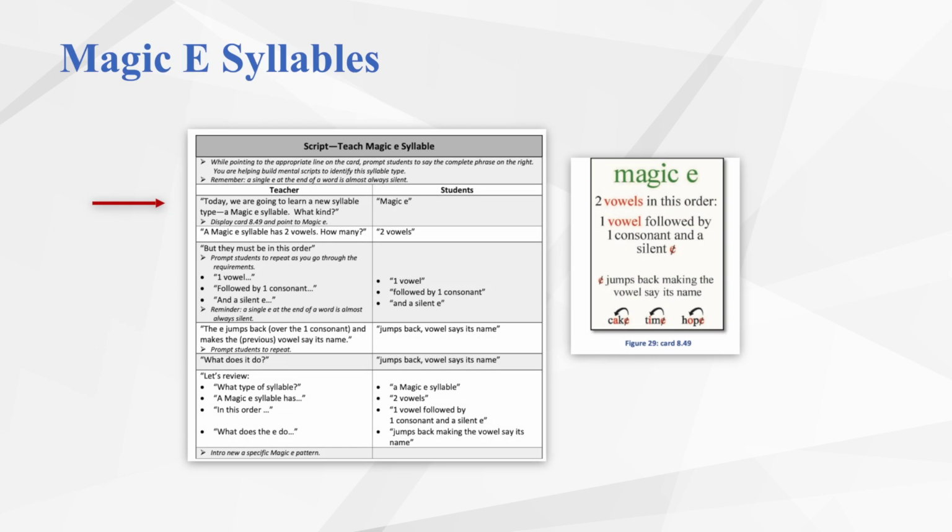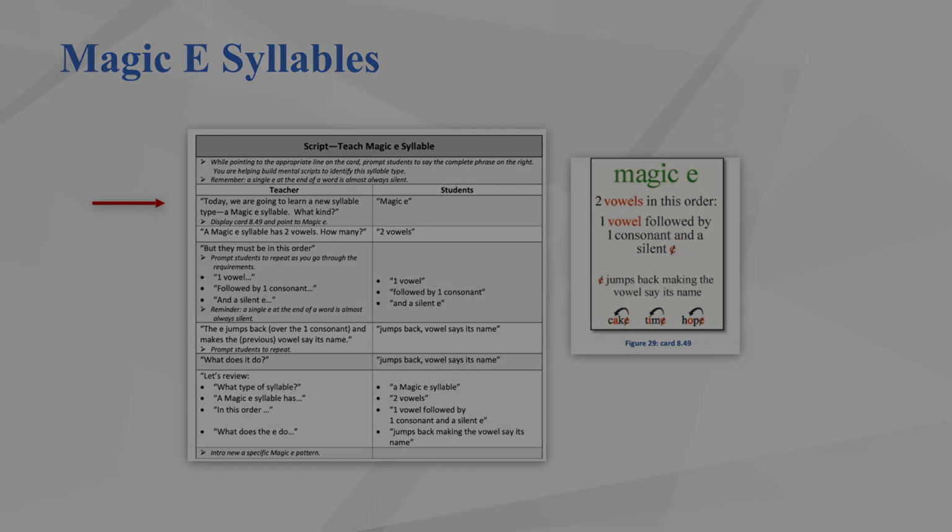Let's demonstrate how to introduce magic E syllables. So we're going to learn a new syllable type today. It's called a magic E syllable. What's it called? Magic E. And a magic E syllable has 2 vowels. How many vowels? 2 vowels. But these vowels have to be in a certain order. That's important. So they have to be 1 vowel followed by one consonant and then a silent E.